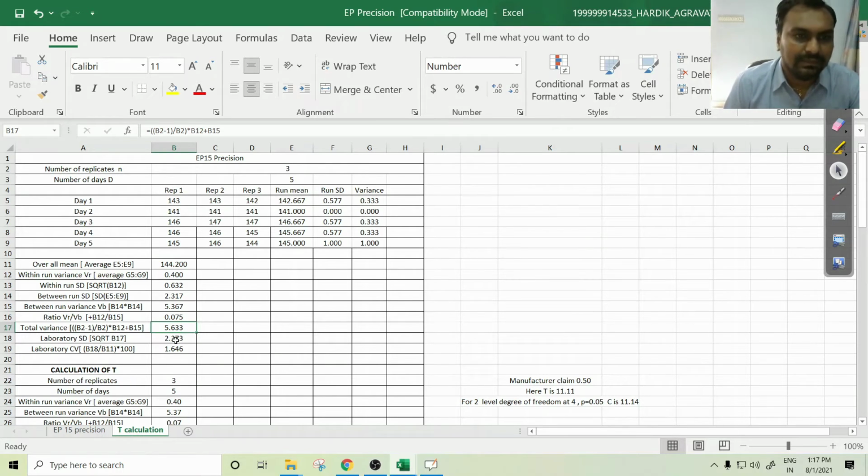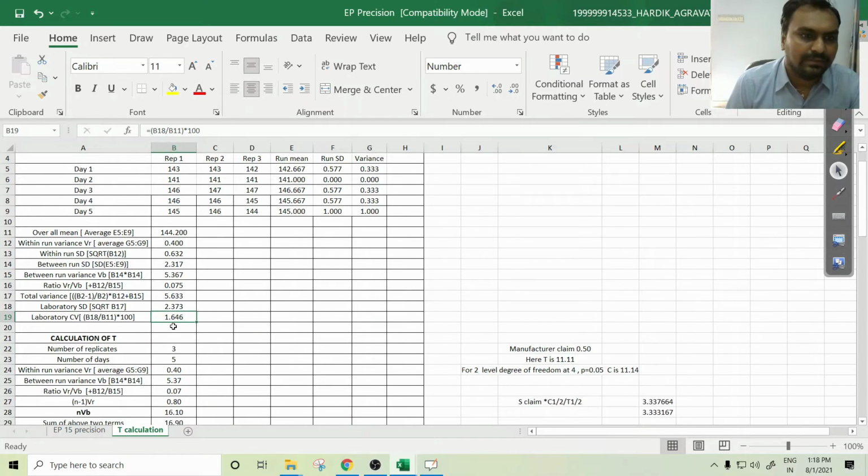So laboratory SD will be square root of this total variance, that is we got here 2.373, and lab CV that we got from this laboratory SD divided by the overall mean, into 100. So we got our total variance and then we get laboratory SD and laboratory CV.